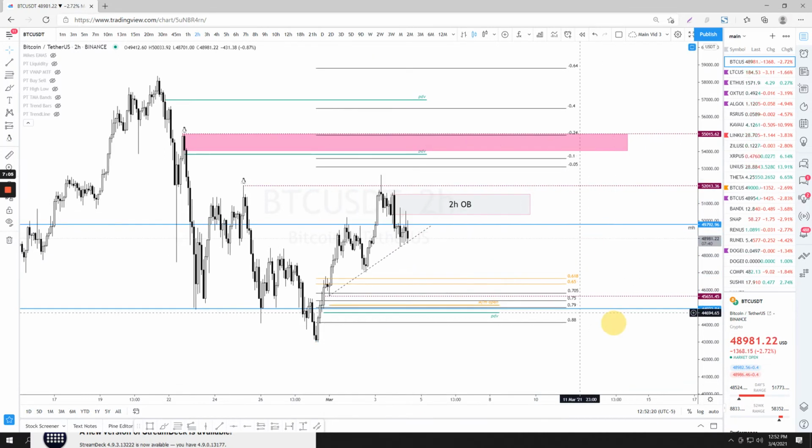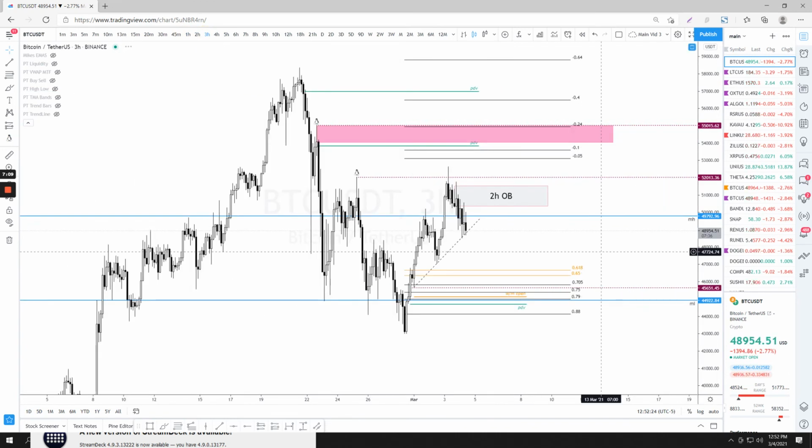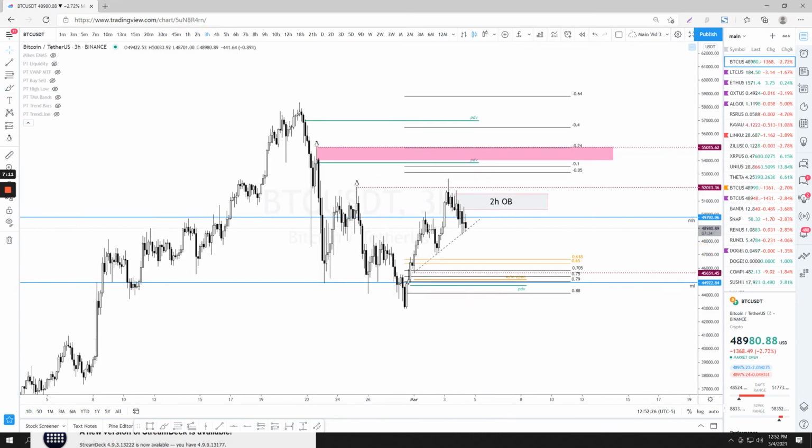There you go, guys. This is it. This is the map. This is what you should play. This is all you need on your chart right now. This is all a chop fest. See what happens if we break down. See what happens if we break above Monday high and we retest this 2-hour order block.